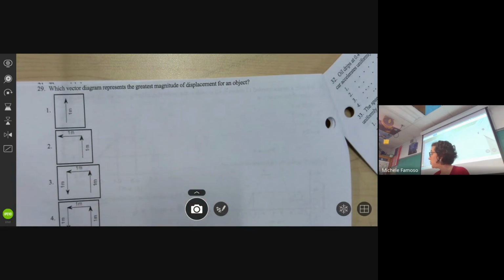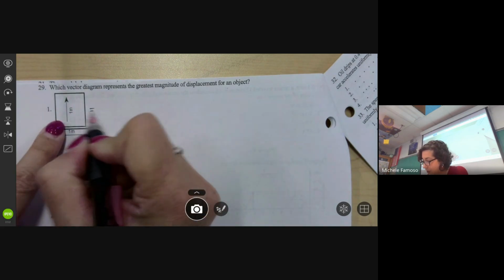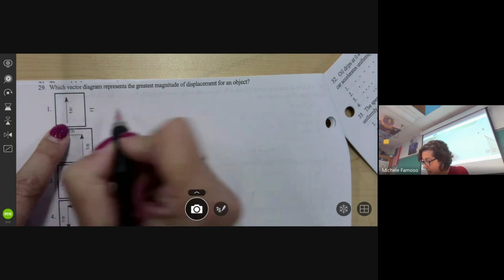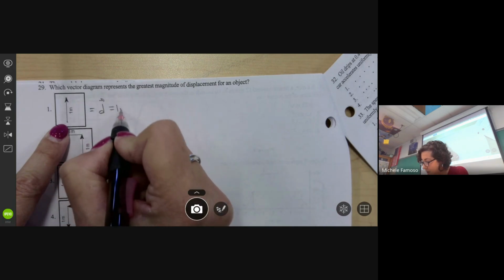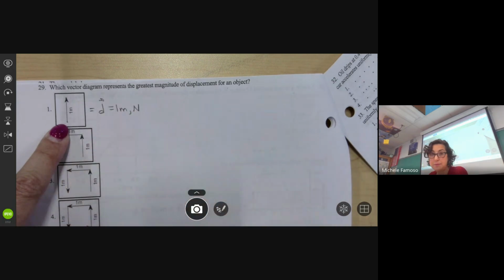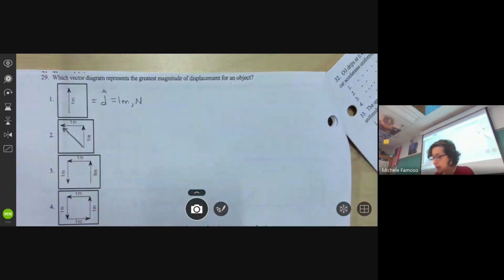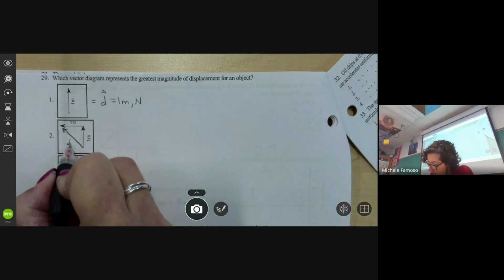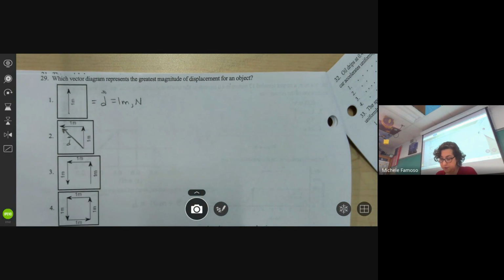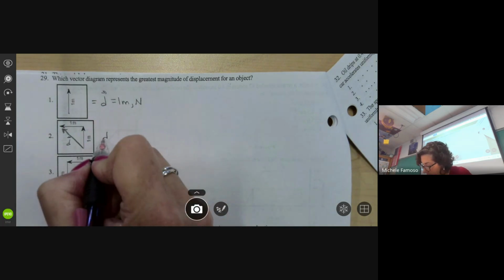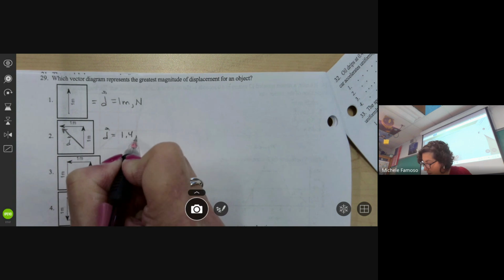Displacement is measured from the start to the end position. In the first diagram, if I start here and I end here, that displacement is 1 meter going north. In this diagram, my displacement is that arrow. So if I use Pythag to figure out what that is, 1 squared plus 1 squared, then take the square root of that, that gives me a displacement equal to 1.4 meters.